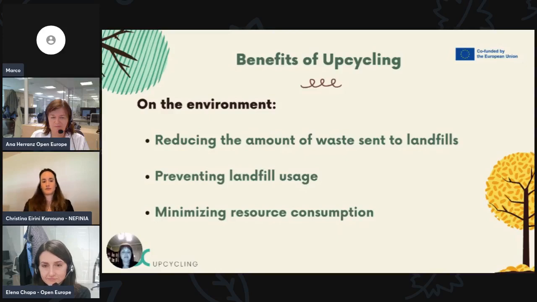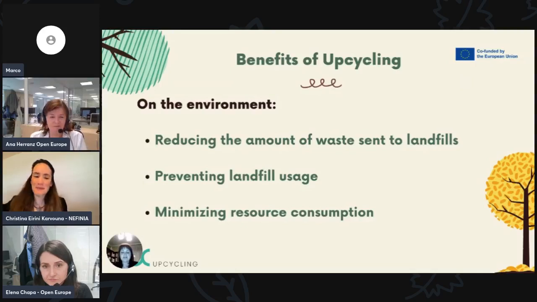The second benefit is preventing landfill usage. In contemporary times, numerous companies and designers are crafting stylish and functional items from vintage materials, which serves as an effective means to avoid landfill utilization. The third benefit on the environment is minimizing resource consumption. By recycling and upcycling existing resources, we can manufacture goods without tapping into new raw materials. For instance, it's worth noting that creating a single t-shirt requires a staggering 2,700 liters of water.